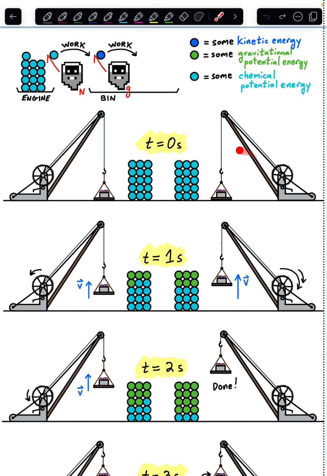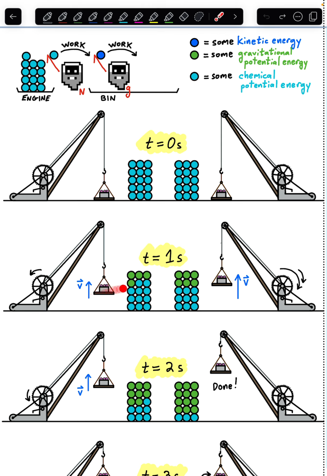The difference between the two cranes is that this crane on the right is going to have a greater power output. It's going to do the same amount of work as the first crane, but in less time. So here's the situation at time zero. Here, 1 second later, both cranes are working, both loads are moving, but this one is lower than this one because this one is moving upwards at a greater constant speed.